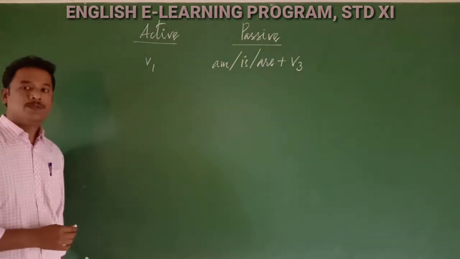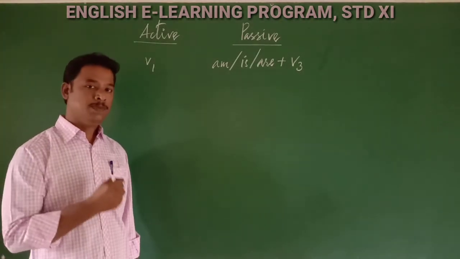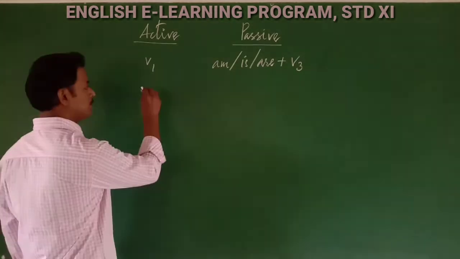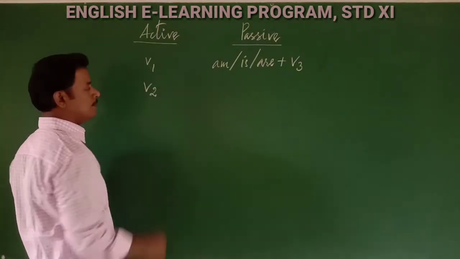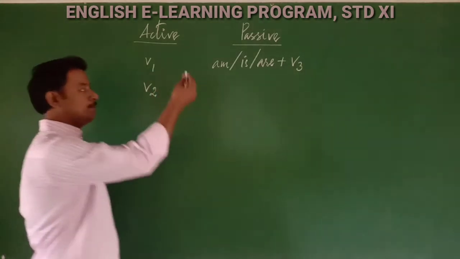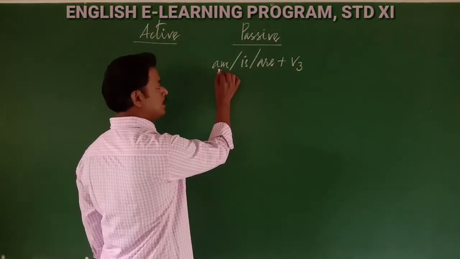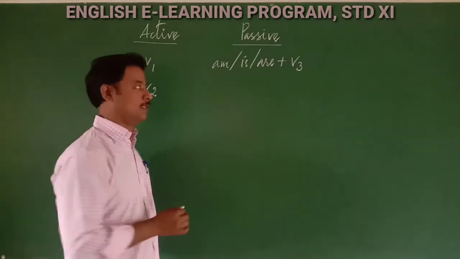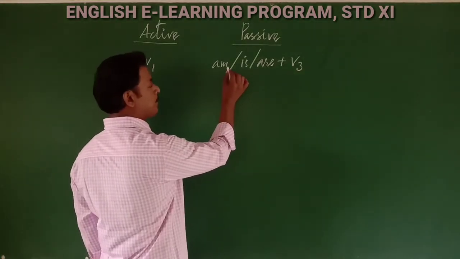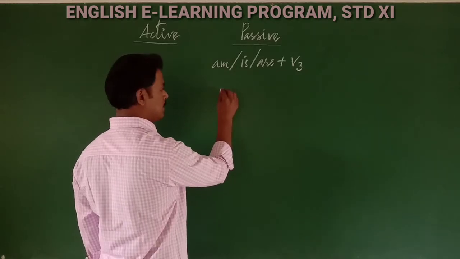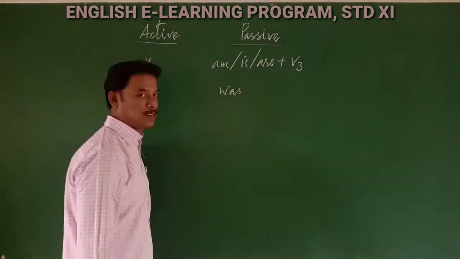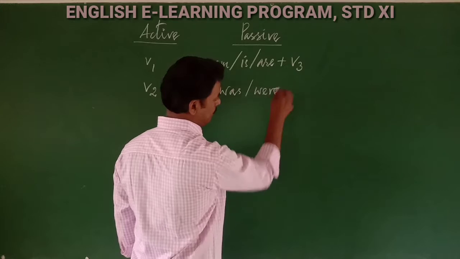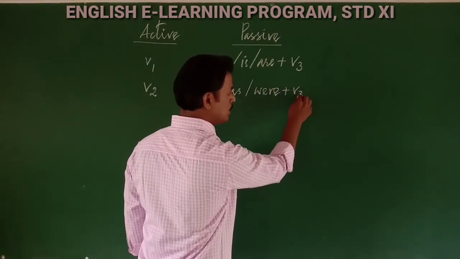If you want to change the simple past verb into passive construction, the rule to be followed is that here we must use verb 2. In passive, we must use the simple past verbs of these present auxiliary verbs. The past of am and is is was. The simple past of are is were. Okay, as usual, we have to use verb 3.